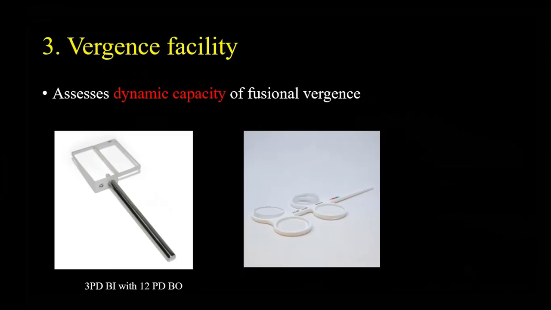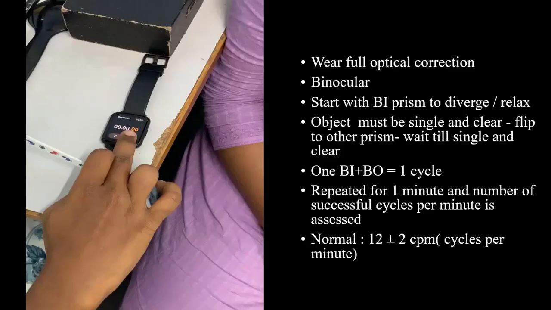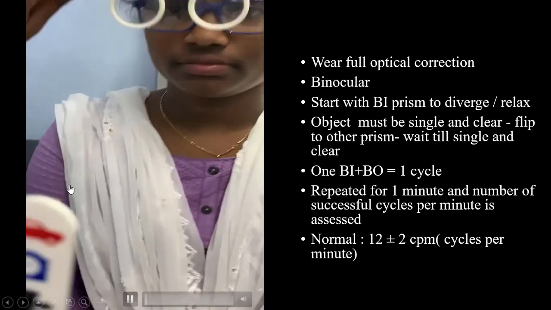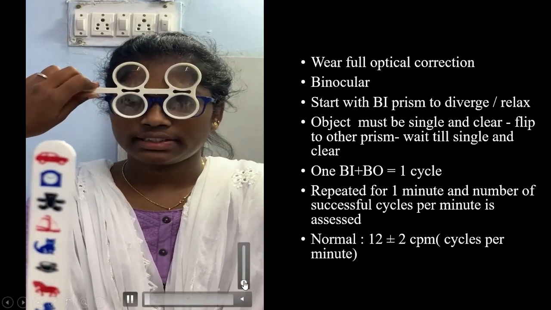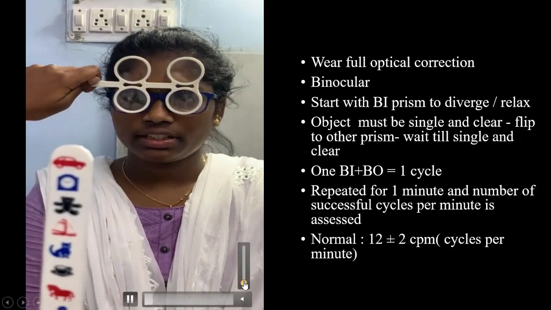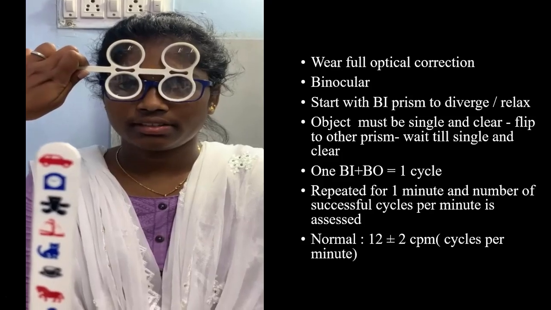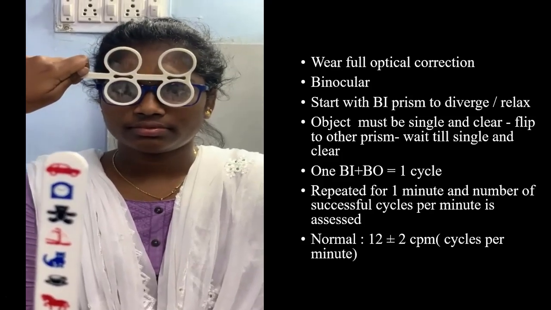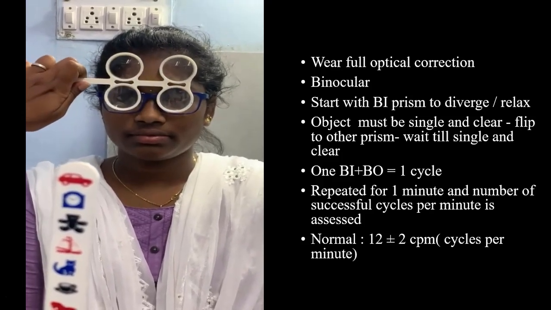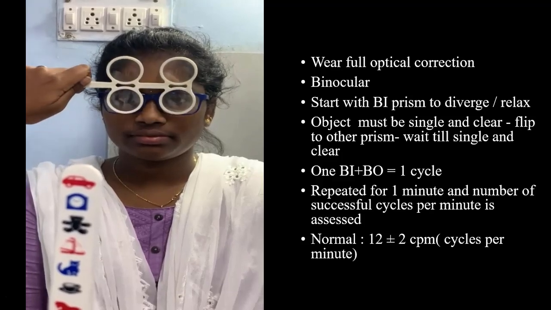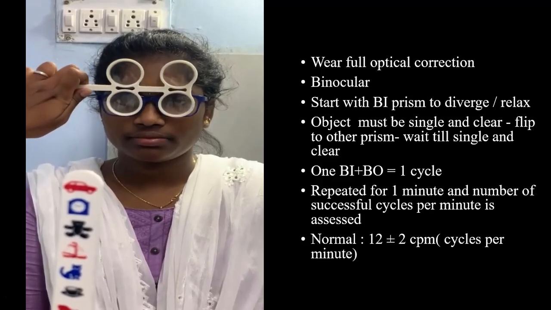Next is the Vergence facility. Vergence facility assesses the dynamic capacity of the fusional vergence. We are going to present the patient with 3 prism diopters of base in and 12 prism diopters of base out alternately. The patient has to wear full optical correction. It is done binocularly. We have to start with the base in prism so that we can relax, followed by the base out prism. So we have to keep flipping the Vergence flipper alternately.